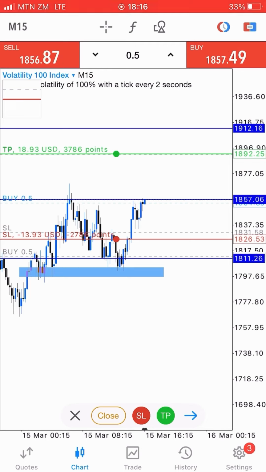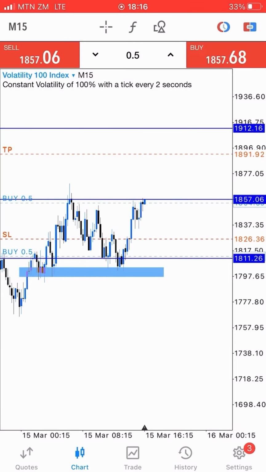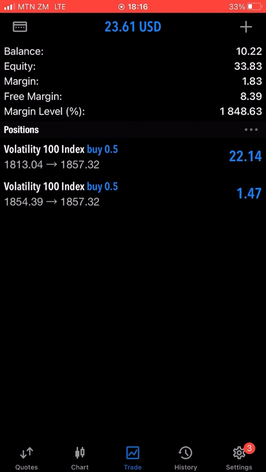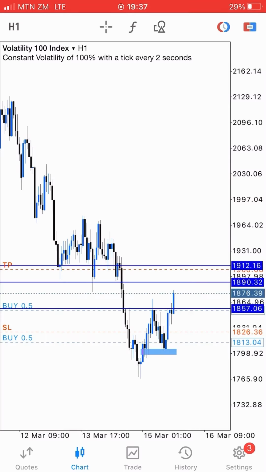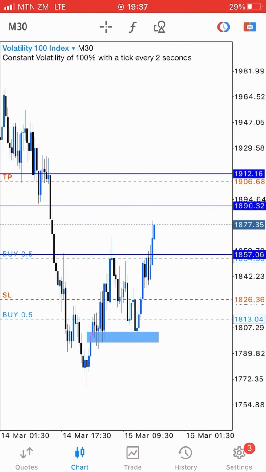As you can see here, I waited for a pullback first, and then when it started shooting up, that's when I added another position. And that's how you add a position to a trade, right? You don't just add positions anyhow. You have to wait for a pullback, and then you can add another position.